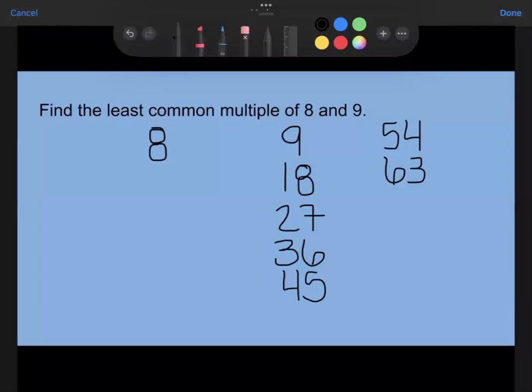And now we're up to 9 times 8, which is 72. So that definitely works for 8. So that means the LCM for these two numbers is 72.